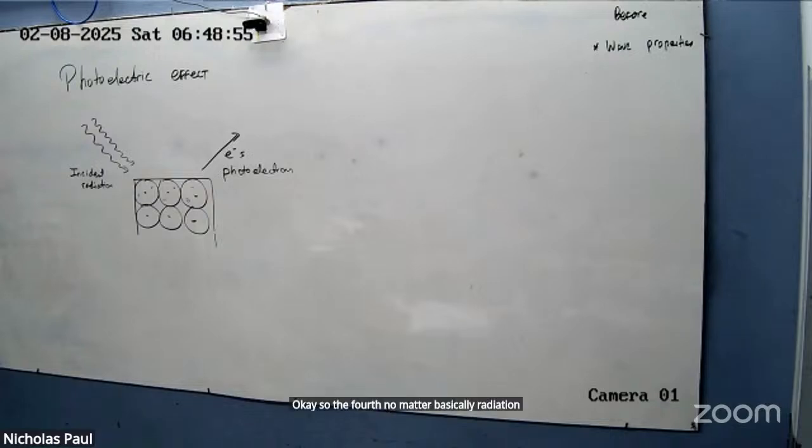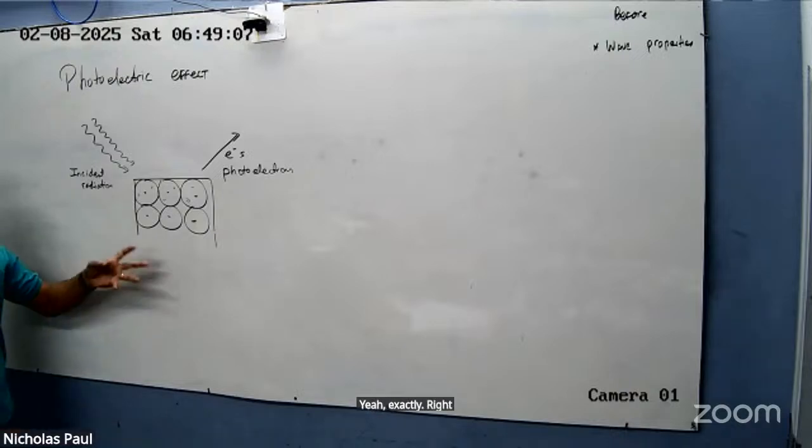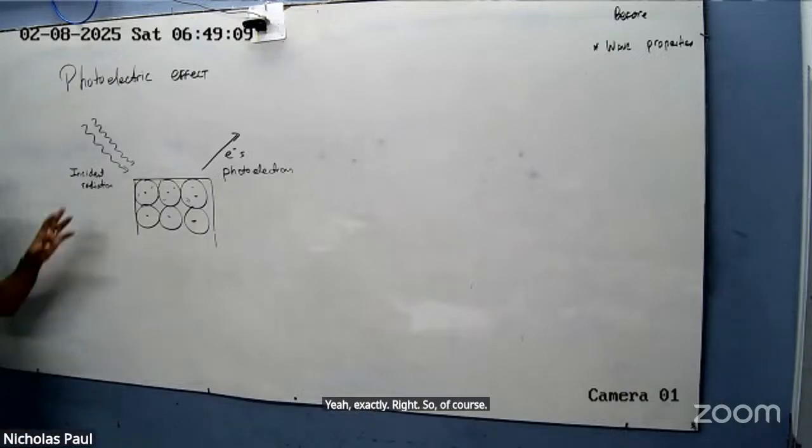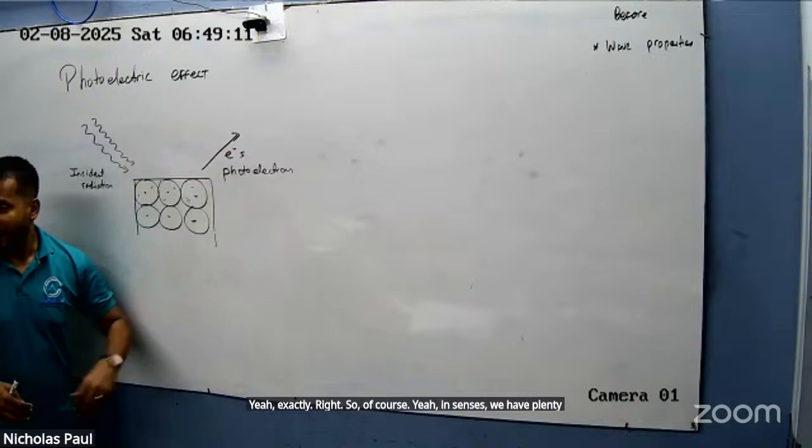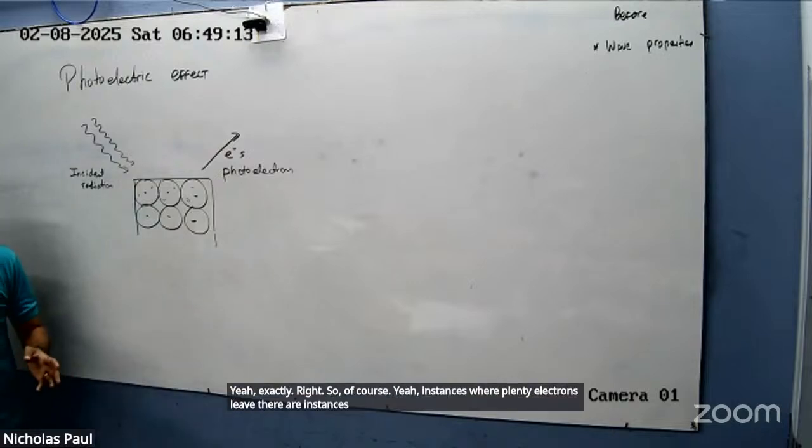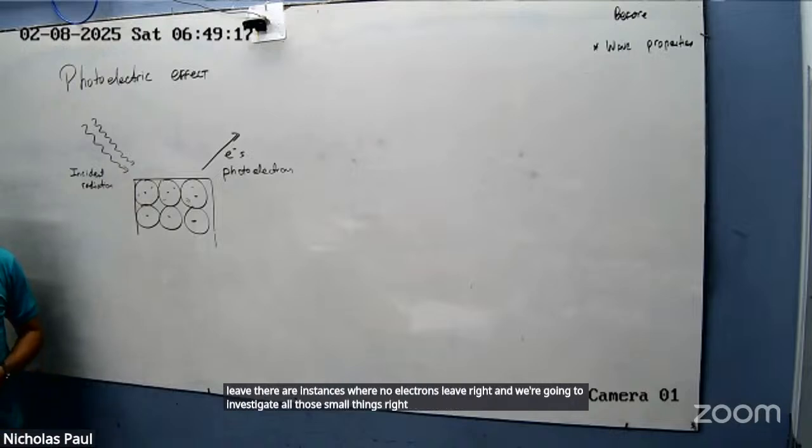That's okay? That makes sense, Shivish? Yeah. So in your own words, what is the photoelectric effect? Electrons leave. Right. So of course, there are instances where plenty of electrons leave. There are instances where no electrons leave, right? And we're going to investigate all those small things, right? Are you okay with that?